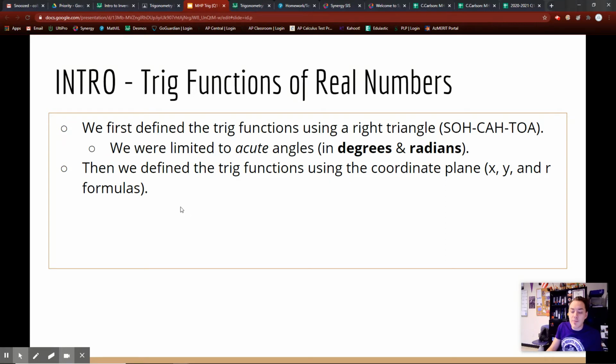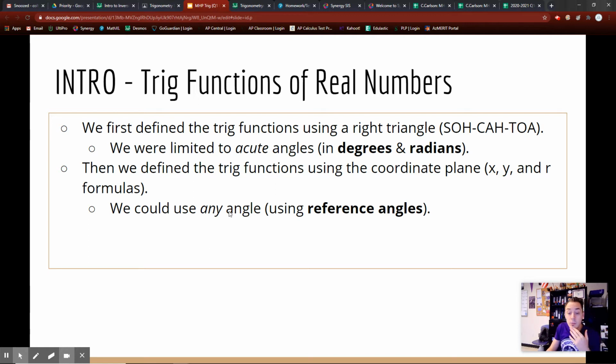And then in 5.3, we defined the trig functions using the coordinate plane. We took geometry and algebra and wed them together to make trigonometry, okay? And that's where we got the x, y, and r formulas. That was 5.3, trig on any angle. We could use any angle, and by using any angle, we use what we call reference angles in order to find what that evaluation is.